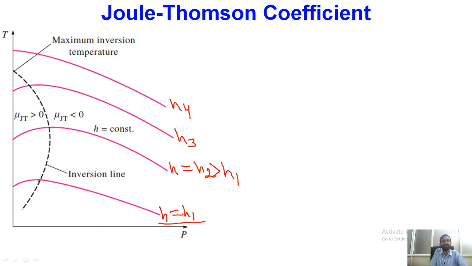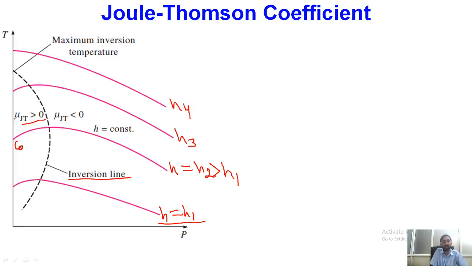Over here, the point at which slope is zero for a single plot is nothing but the inversion point. Now, if we take the locus of different inversion points and join a line, that particular line is known as the inversion line. Now if you try to see, to the left of this inversion line, we have the value of Joule-Thomson coefficient greater than or equal to zero.